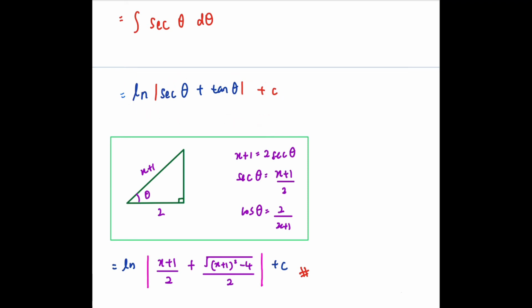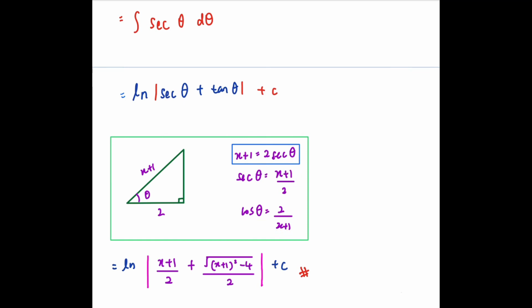This is all in theta. We don't want our answer in theta. We want our answer in terms of x. So what should you do? We need to back substitute again, but now we will use a right angle triangle. So now let's focus back on whatever we let in the beginning, which is x plus 1 is equal to 2 secant theta. This is what we have. So from here, let's adjust a little bit. Secant theta is equal to x plus 1 over 2. And since this is secant, cos is just flip this up. So cos theta is 2 over x plus 1.